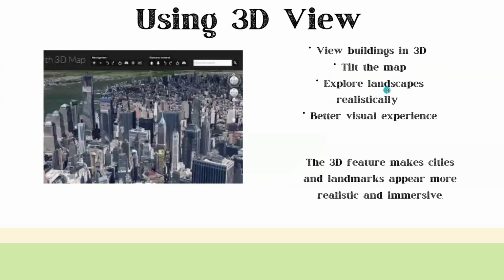So now, using the 3D view. This is one of the main characteristics of Google Earth that makes it really cool. You can actually view buildings in 3D, similar to this image. You can tilt the map. You can explore all these landscapes realistically because they're all like a 3D image, and it's also just overall a better visual experience for people. So the 3D features make the cities and landmarks more realistic and immersive.